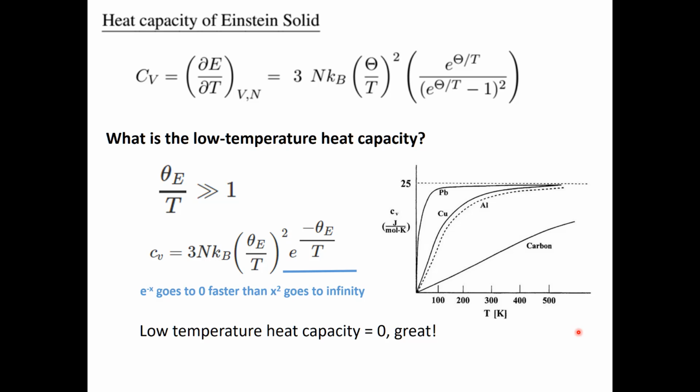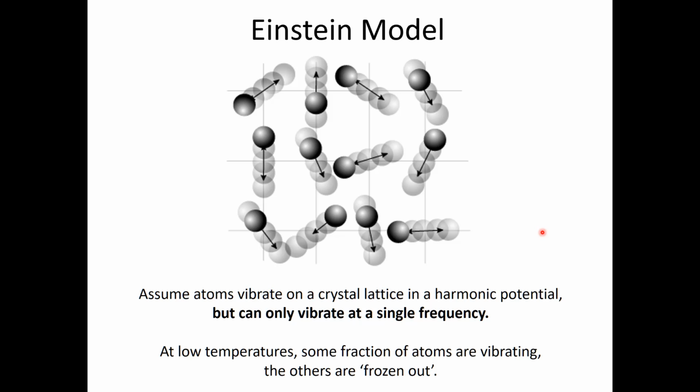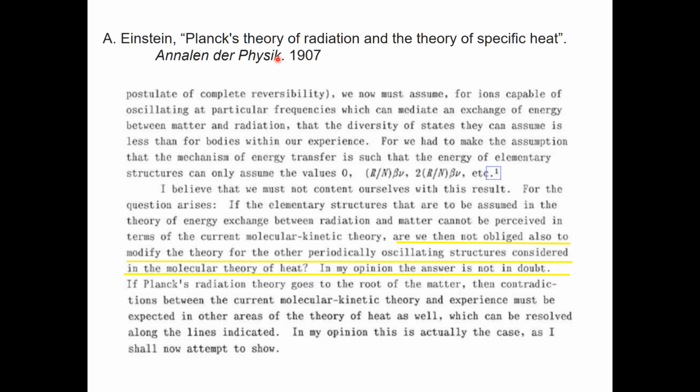Okay, so Einstein is accurately reproducing the limiting behaviors of solids at high and low temperature, and it's kind of remarkable that we did this from essentially first principles, right? We made an assumption that atoms are vibrating on a crystal lattice at a single frequency. And just from that single assumption by itself, we were able to derive pretty good behavior. And so let's go and actually read what Einstein had to say in his paper.